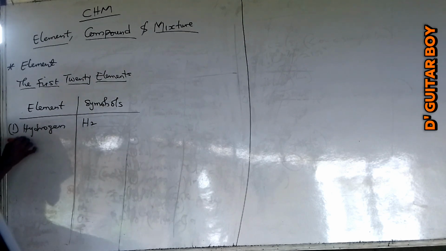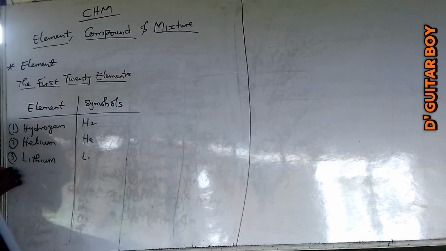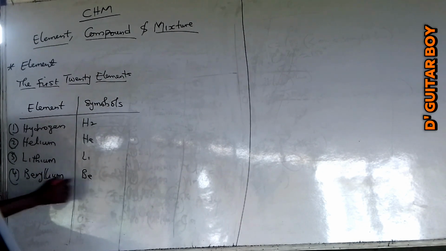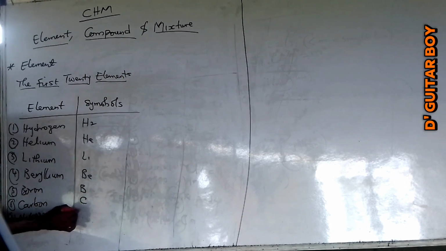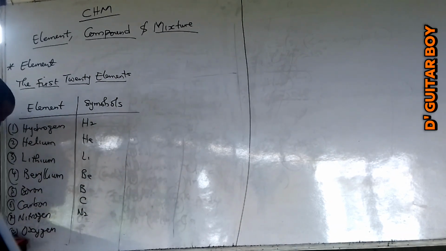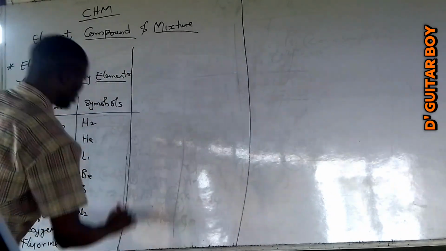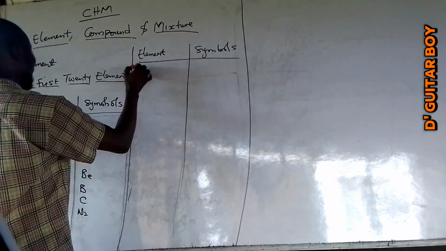Number two is helium. Number three, lithium. Number four, beryllium. Number five, boron. Number six, carbon. Number seven, nitrogen. Number eight, oxygen. Number nine, fluorine. Then number 10, neon.